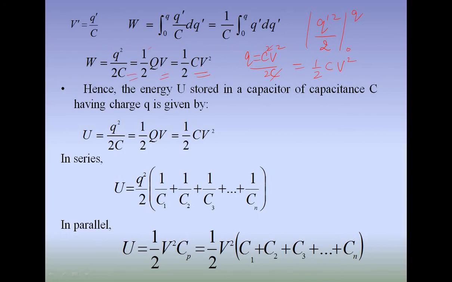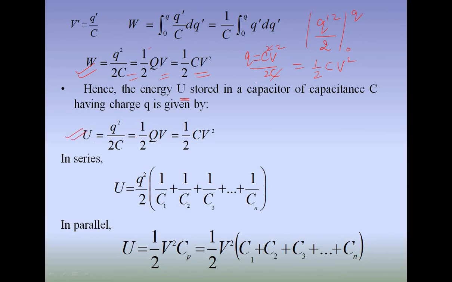So these are the three forms. Okay, you should know how to get these three forms of the work done. And this energy U is the energy which is stored in a capacitor of capacitance C having charge Q. This work done is stored in the form of energy, na? So we can write it in the form of energy as this. Okay, in the form of U.